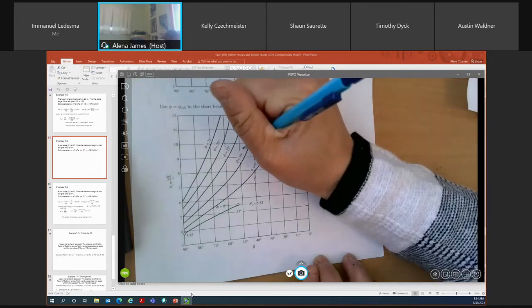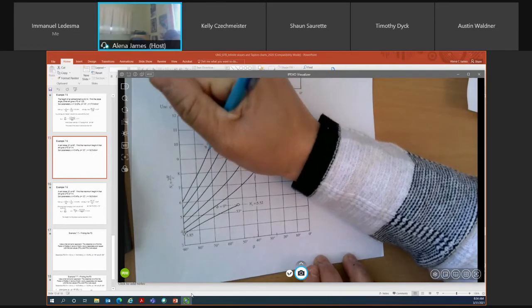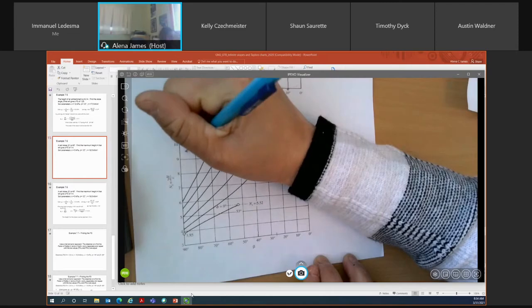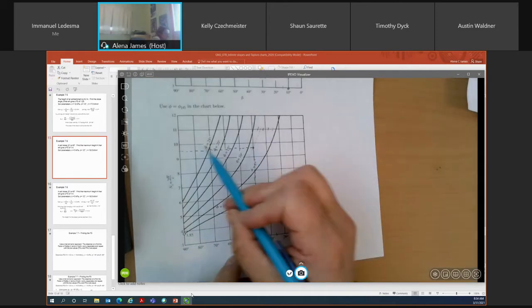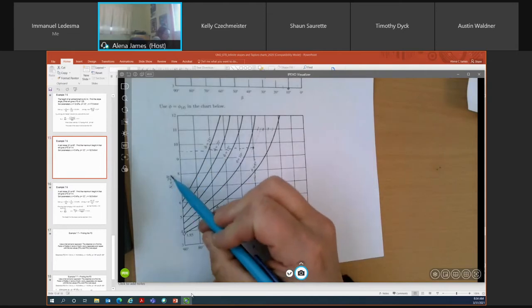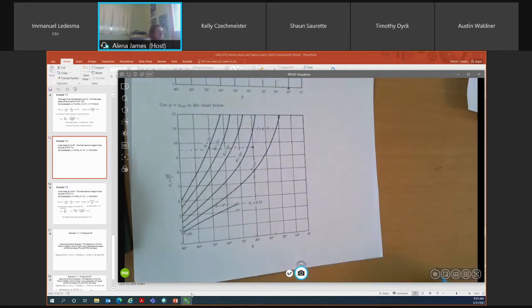I'll draw a horizontal line over to my NS on my y-axis, and I calculate my NS value to be about 9.6. Does everyone see the process that I use to use the Taylor's chart to determine what my NS value is?